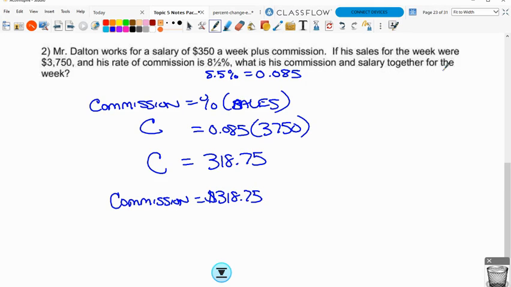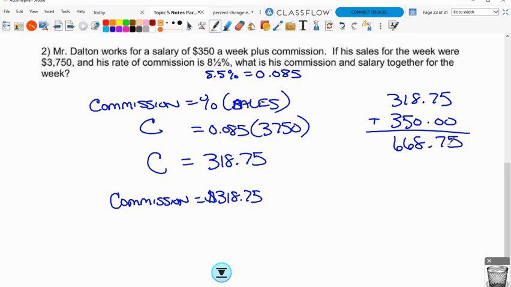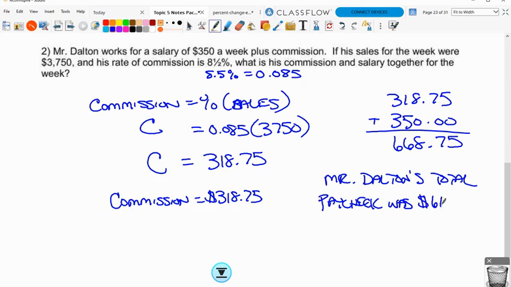So again, we're getting that total paycheck amount. His commission, we just calculated, was $318.75. And his salary, which was right here, was $350. We have to add those together to get the total paycheck amount. And so when you add these two values together, you get 668 and 75 hundredths. All right, so we can say that Mr. Dalton's total paycheck was $668.75.